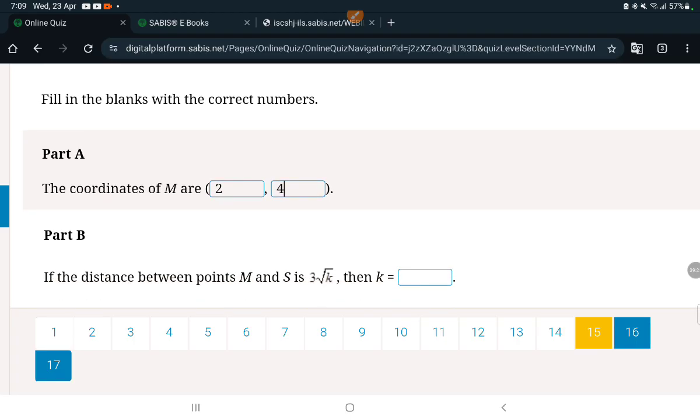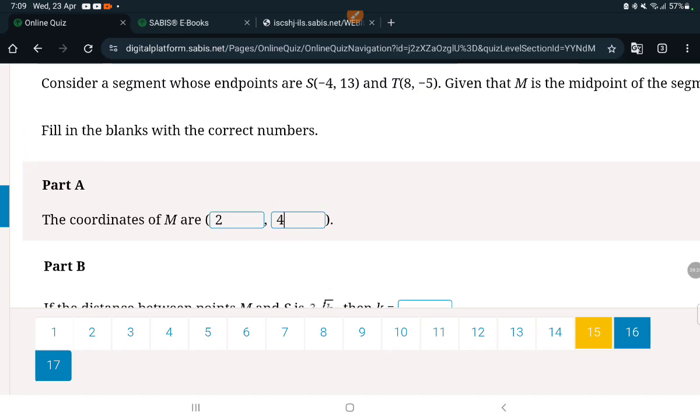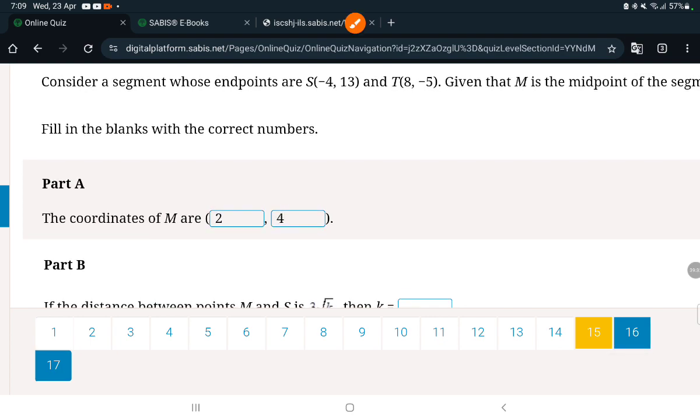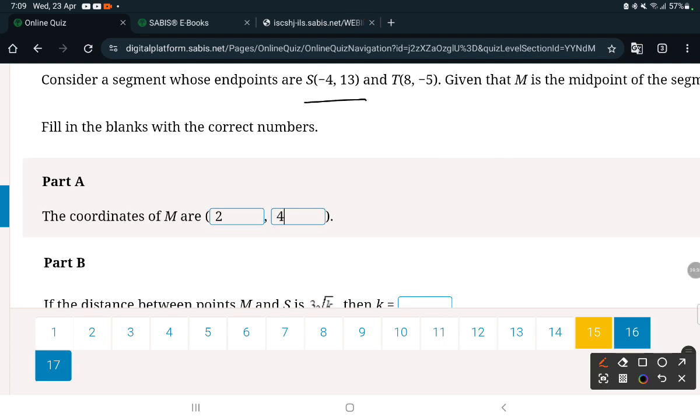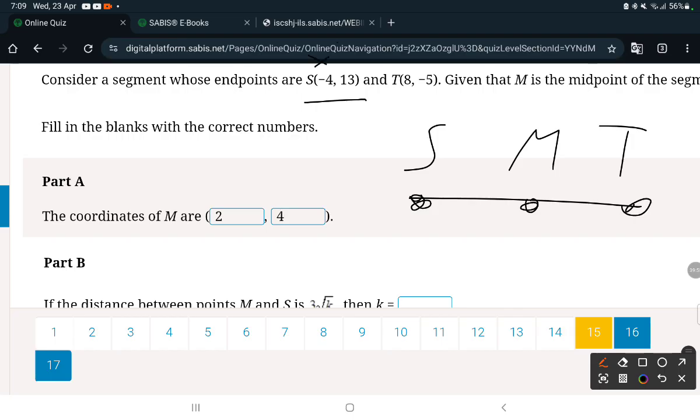The distance between points M and S is 3 radical k. Then k equals, okay. I'm pretty sure here S is x1, y1, because M is the midpoint. The midpoint's in the middle of the line, and S is going to be first, then T. This is the midpoint and this is the endpoint. So S is x1 and y1.